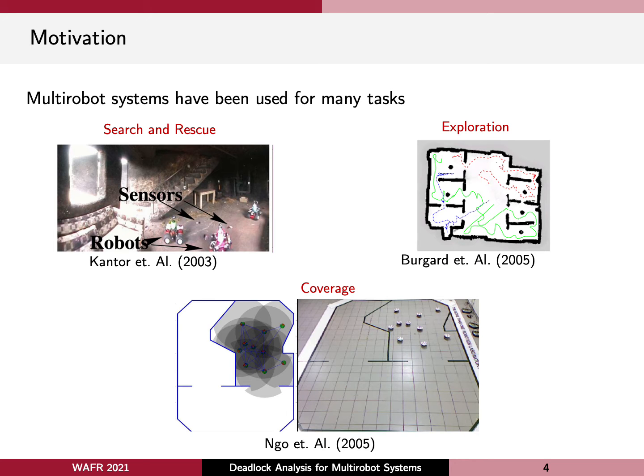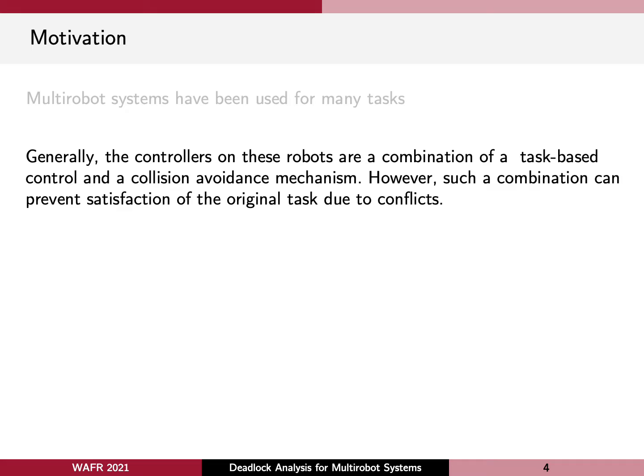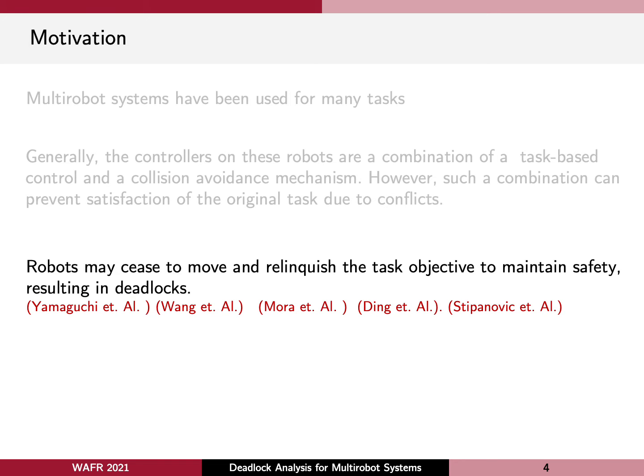Multi-robot systems have been used for many tasks such as search and rescue, exploration, and coverage. Generally, the controllers on these robots are a combination of a task-based control and a collision avoidance mechanism. But this combination can prevent satisfaction of the original task due to conflicts. Robots may stop moving to maintain safety, resulting in deadlocks, as has been noted in these works.